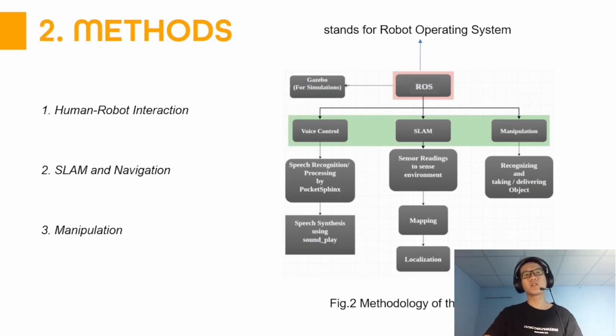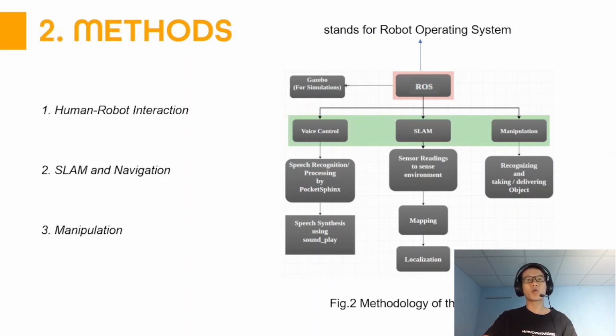It means using sound to communicate with each other. Specifically, that control block includes speech recognition and sound synthesis. The next one, in order for a robot to self-navigate and cross obstacles, we use the SLAM algorithm to create the map and localize itself. The last one is manipulation. The robot will recognize, take, and deliver objects.